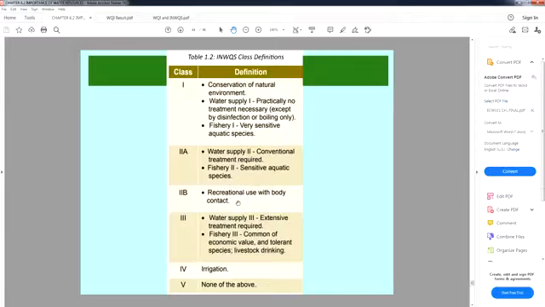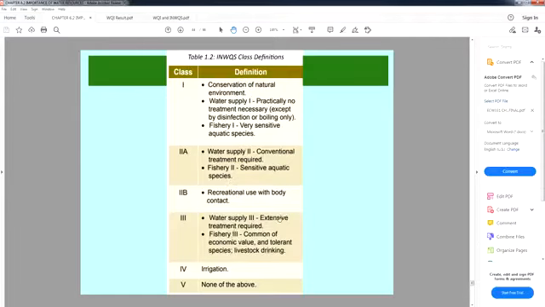So class 2B is recreational use with body contact. So this is an example, like a waterfall, where you can bathe in the water at this area. Of course, class 1 and class 2A you can also bathe in, but it is much more useful for other critical activities.